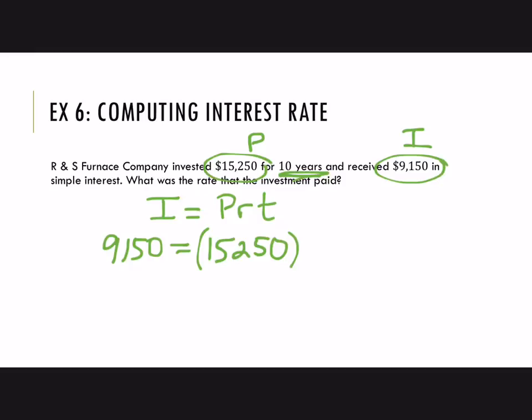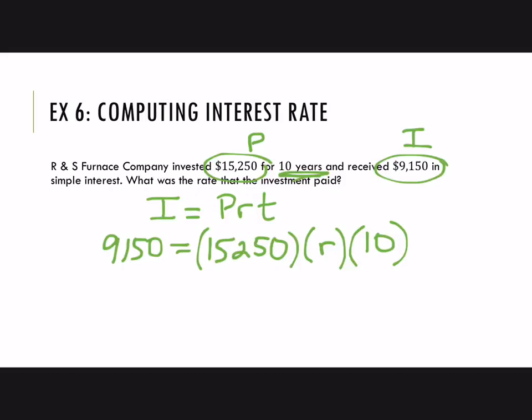The rate, that's the question, we don't know that. So we'll leave that as a variable, R. And then we have a time period, 10 years. Okay, so notice now when we solve, this is going to be an annual rate because we have time in years.